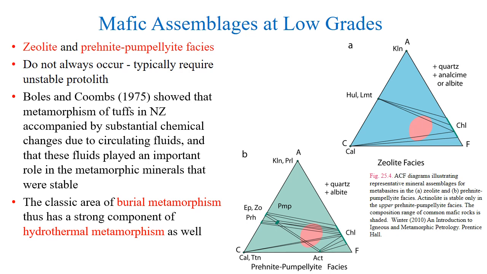The crossing tie lines in the prehnite-pumpellyite facies result from combining the low-grade prehnite-bearing zone and the high-grade pumpellyite-actinolite zone on the same diagram. Pumpellyite disappears as the rock enters the greenschist facies, where the phase is replaced entirely by actinolite and epidote.